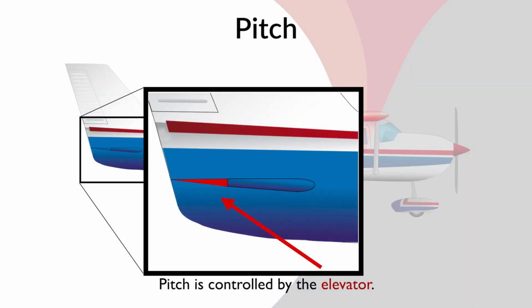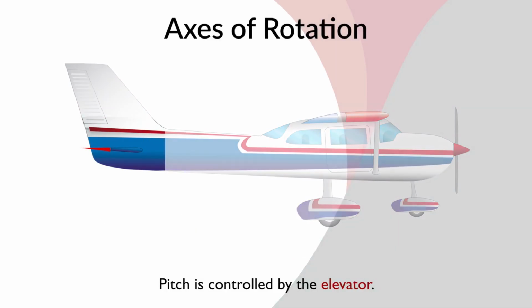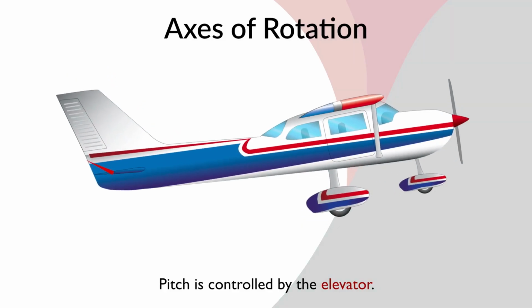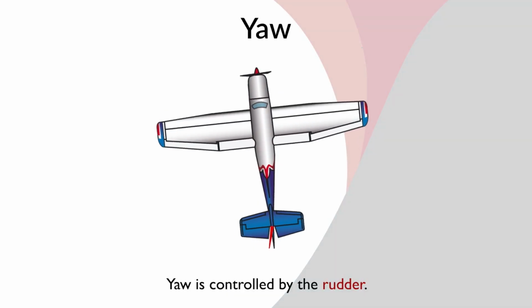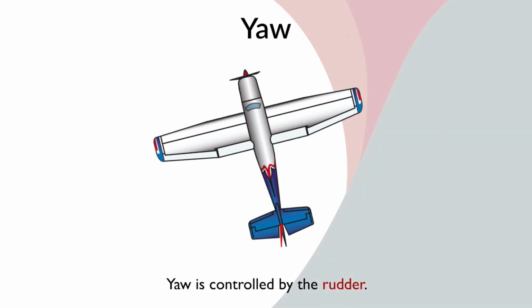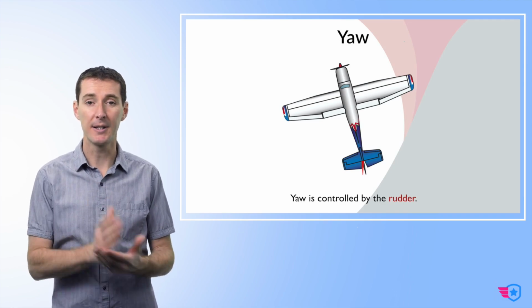In terms of pitch, this is controlled by the elevator. The elevator is this little thing right here that is going to move up and down. If the elevator moves up, then the aircraft is going to pitch up. In terms of the yaw, it is controlled by the rudder. This red part right here is our rudder. If we push the rudder on this side, then the airplane is going to yaw to the left. That's your yaw. You need to know these because I know there are questions on the exam about this.